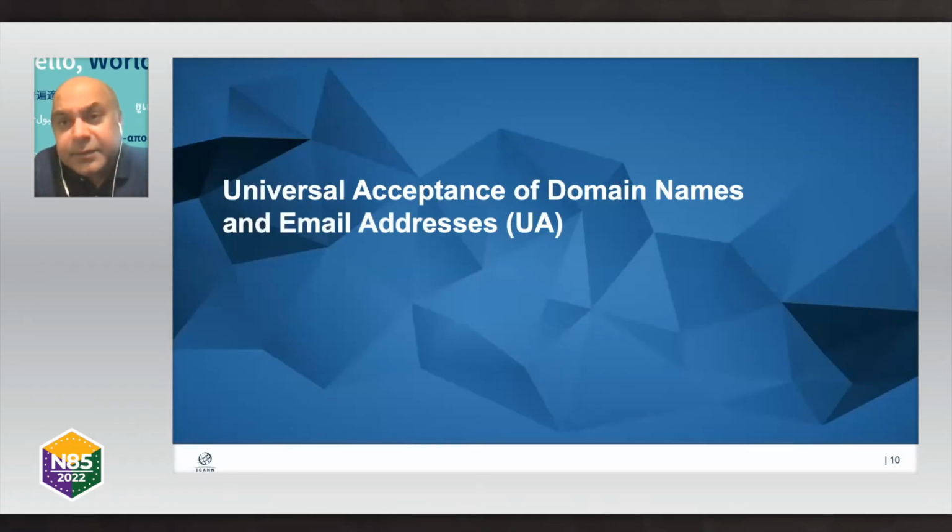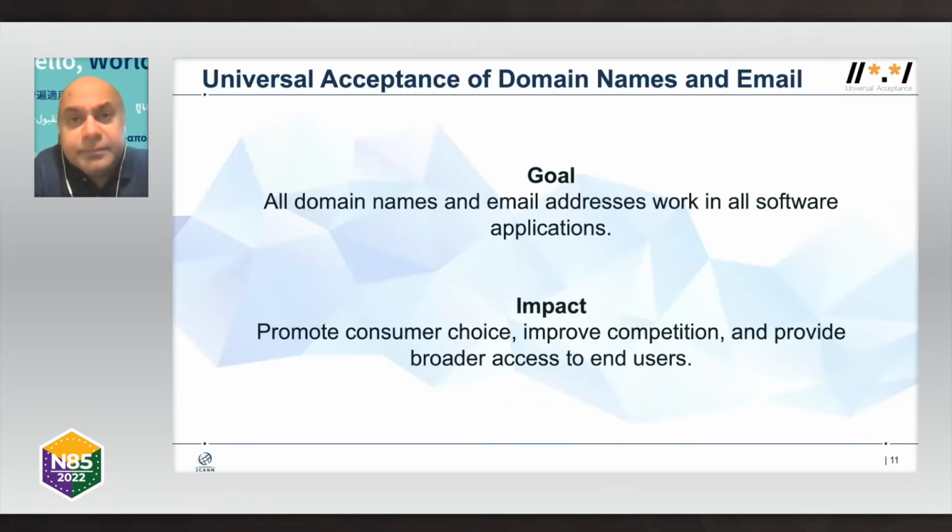That also brings us to a new challenge, which is getting these domain names, and the email addresses formed using these domain names, universally accepted by all the different applications. That's obviously expected, but that's not true at this time. So the goal for the Universal Acceptance program at ICANN, as well as the work being done by the community on universal acceptance, is that all domain names and email addresses should work in all software applications.